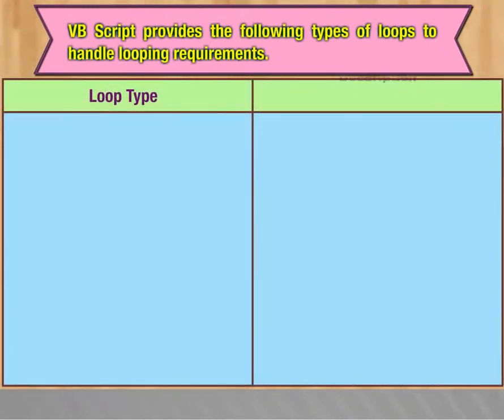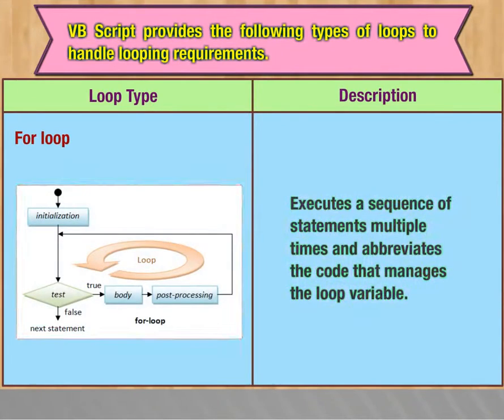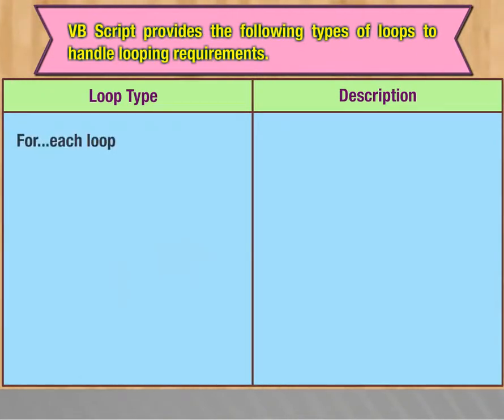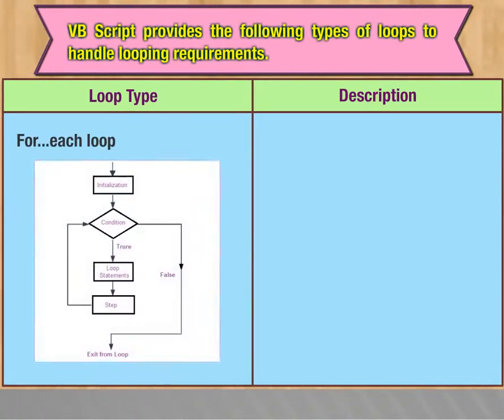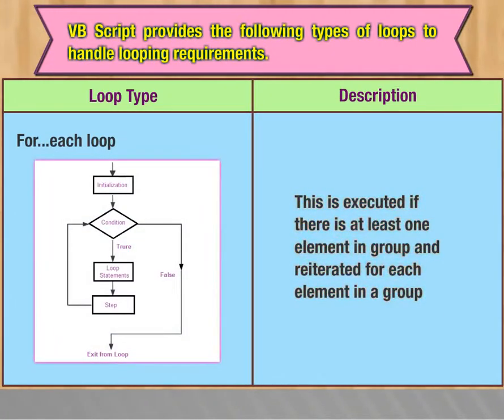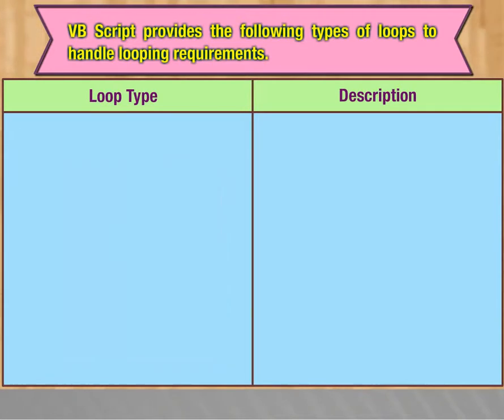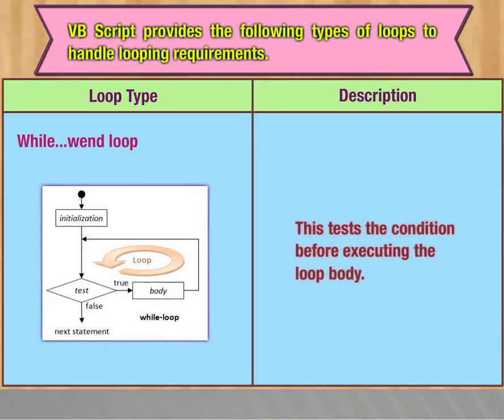Loop type, description. For loop: executes a sequence of statements multiple times and abbreviates the code that manages the loop variable. For each loop: this is executed if there is at least one element in a group and reiterated for each element in a group. While loop: this tests the condition before executing the loop body.